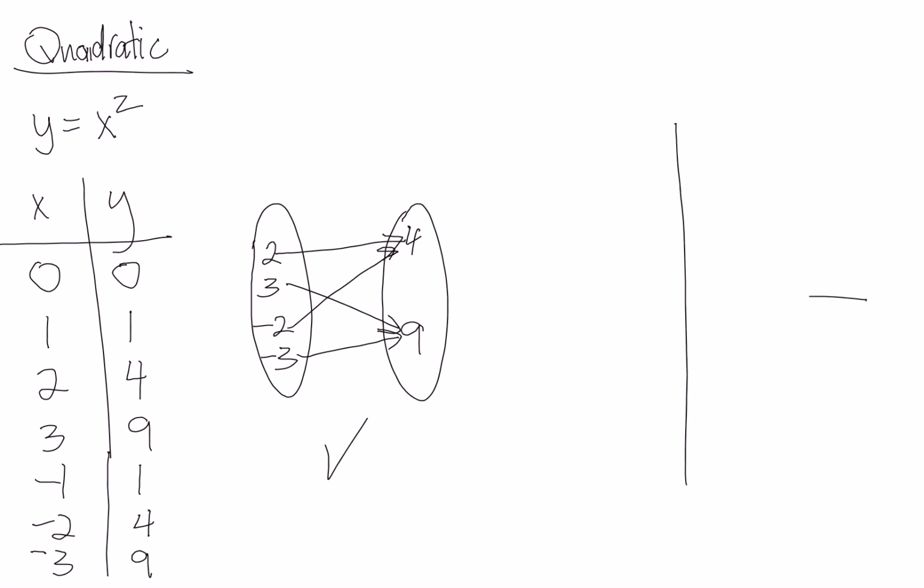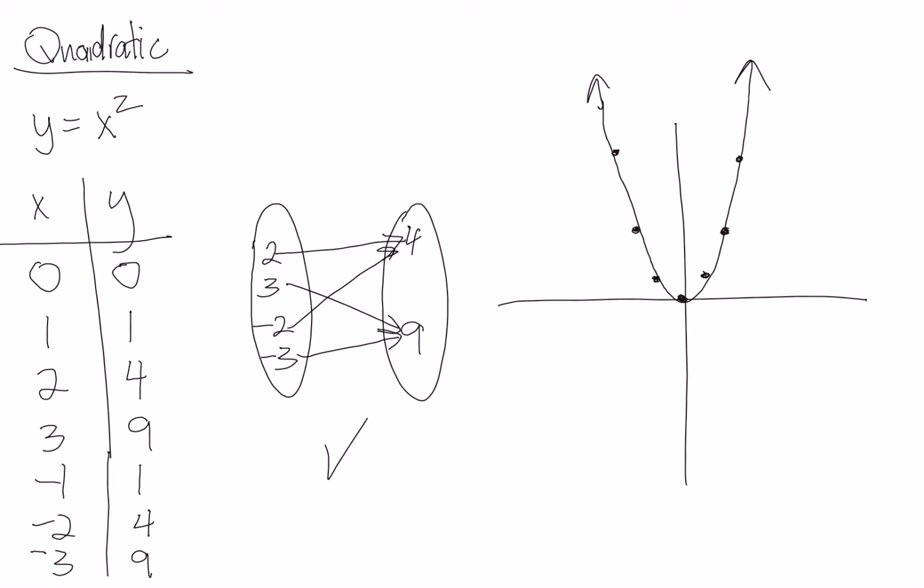And if we actually draw these graphs now, if you actually plot these points, we'd have 0, 0, 1, 1, 2, 4, 3, 9, and the negatives, we'd have negative 1, 1, negative 2, 4, and negative 3, 9. So if we actually connect the dots on a graph like this, we get sort of a U-shaped graph. So a U-shaped graph is what it's going to look like when we get a quadratic.